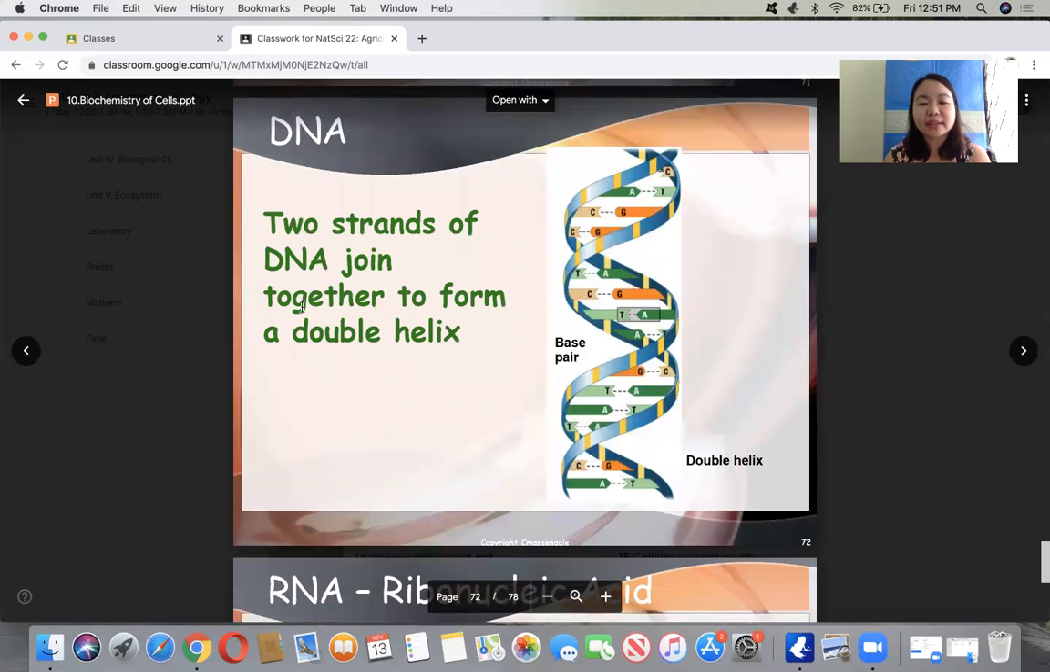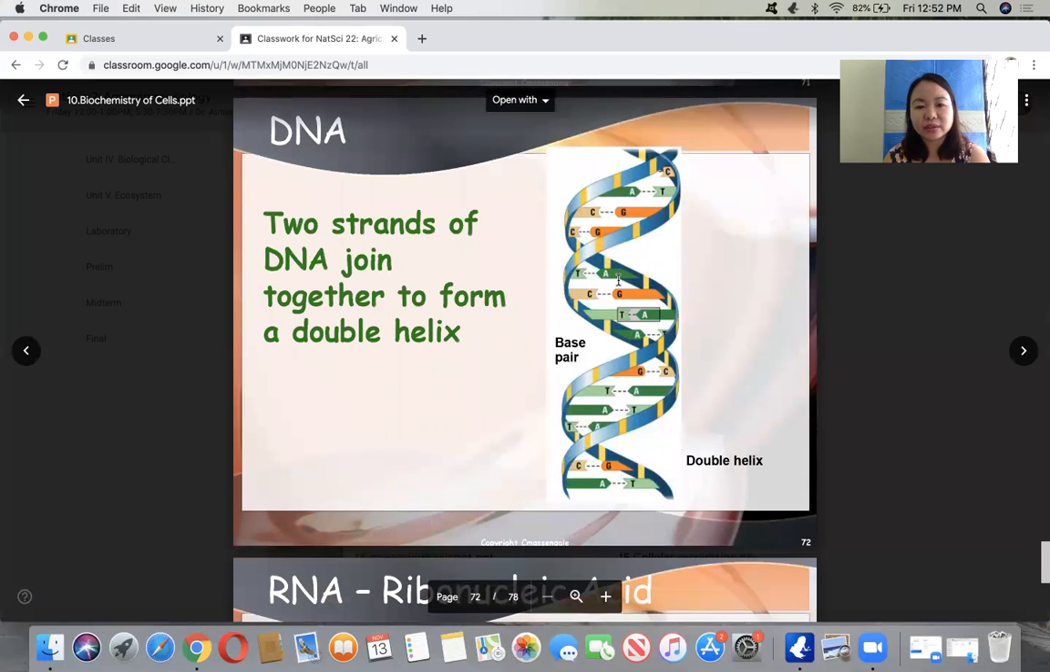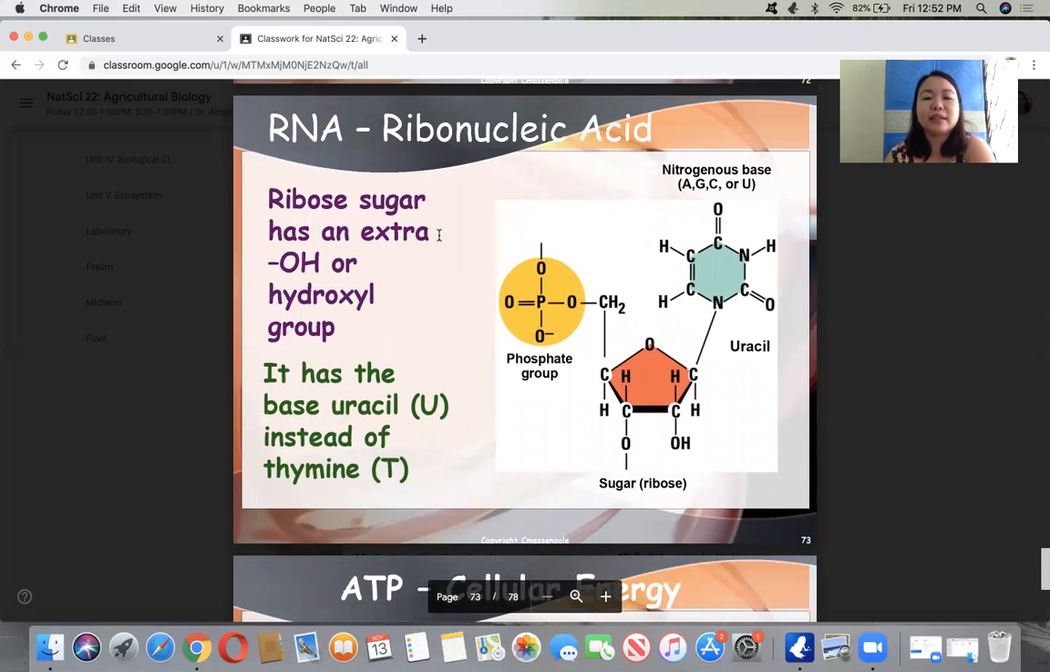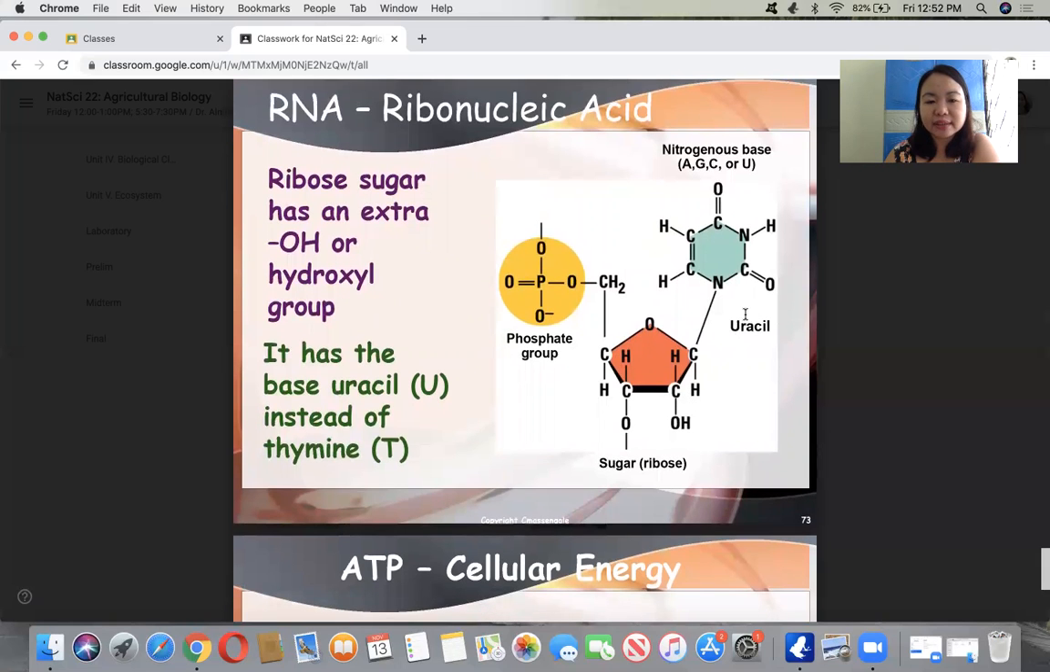DNA is two strands joined together to form a double helix. So this is the base pair of the double helix, no? Two strands of DNA joining together. So the ribonucleic acid, the ribose sugar, has an extra OH or hydroxyl group. And it also has the base uracil, U, instead of thymine. While this one has uracil instead of thymine, the phosphate group, and the hydroxyl group.